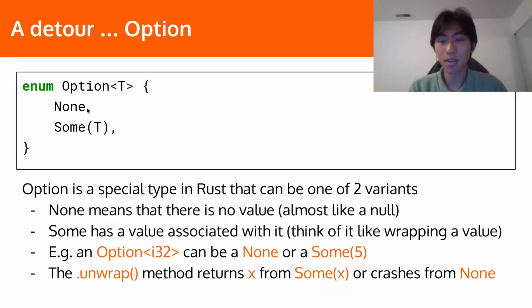Option is a special type where it can be either one of two variants. It's either None, which means that there's no value associated with it, or Some, which is associated with some value. So you can think of Some as wrapping some value inside of it. This T signifies that it's a generic enum, so this T could be any type. For example, if we had an Option<i32>, it would either be None, or it would be Some and then an integer, so maybe 5. In order to get this integer out of the option, we can use the unwrap method, which would take the element out of Some. Or if it was None, it would crash. We'll talk about some better ways to handle this in future lectures that won't crash when the option is None.